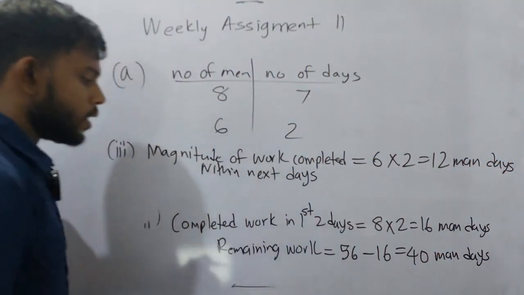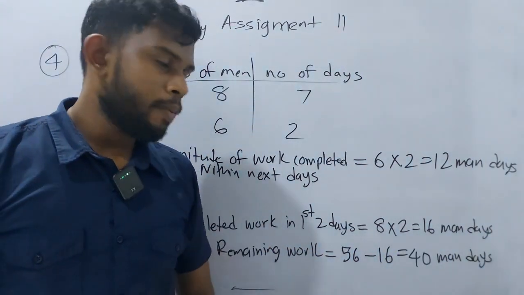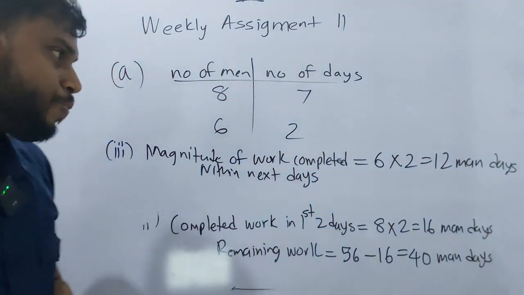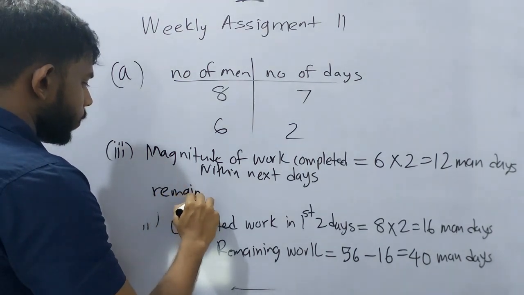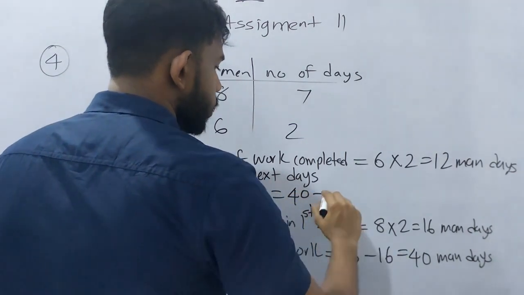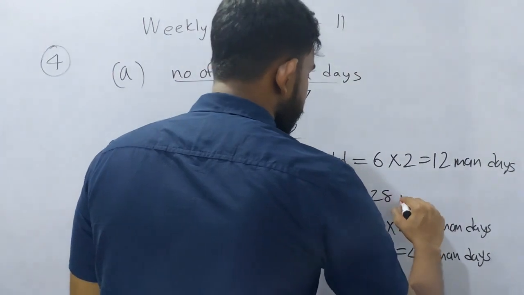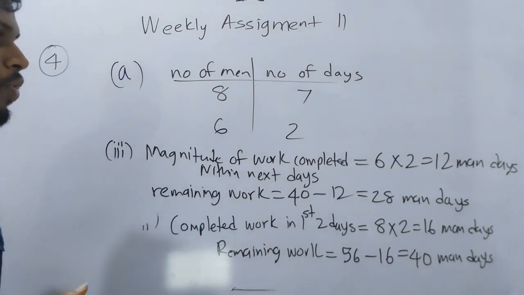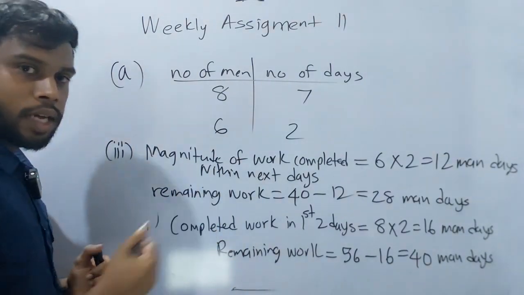Now, earlier there was a remainder of 40 man days of work, and 12 man days of work will be completed within the next 2 days. So remaining work is equal to 40 minus 12, because another 12 man days of work has been completed, so that gives you 28 man days. Now this is the magnitude of the work that is going to be completed within the next few days.